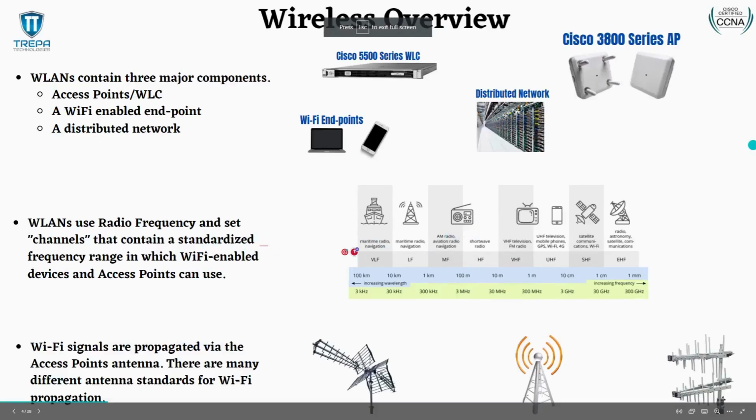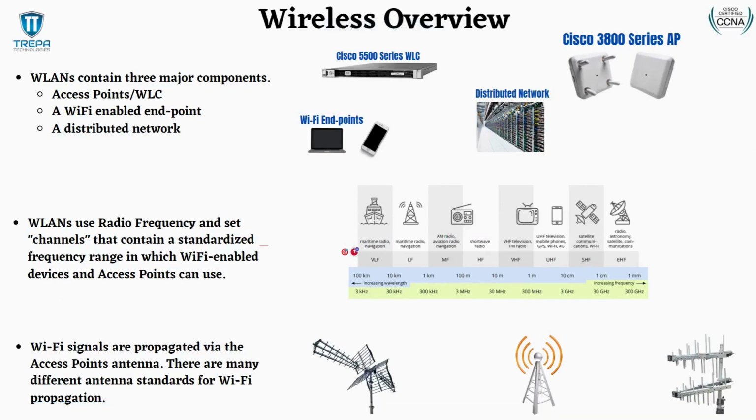So how do we get these Wi-Fi enabled endpoints to communicate? What's that transmission? We use something called radio frequencies. And these radio frequencies are going to have set channels that have standardized frequency ranges that are for Wi-Fi use only. So you guys are going to see this as 2.4 and 5 gigahertz. These are going to be the frequency ranges, and there are going to be channels within this frequency range that define the wavelength that we're going to use to connect to Wi-Fi enabled endpoints.